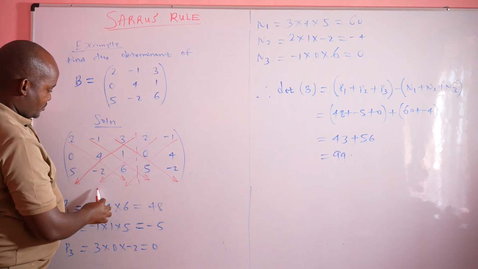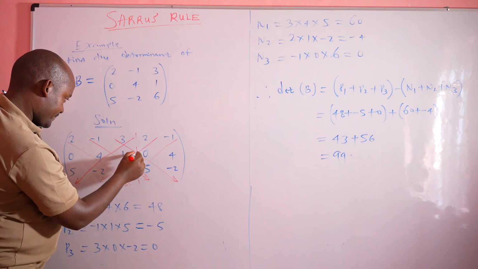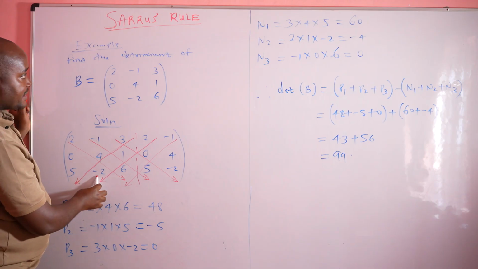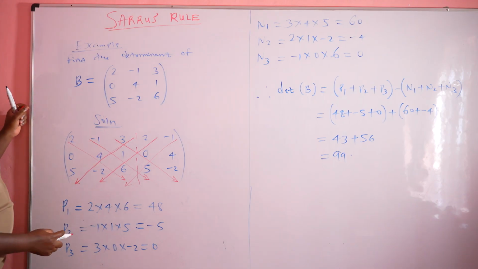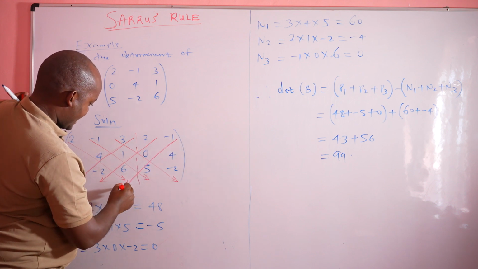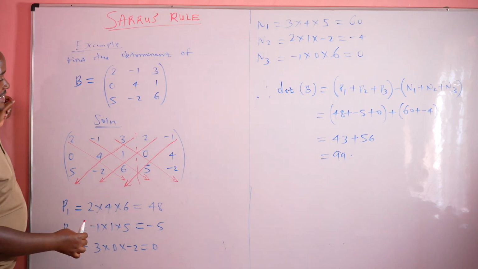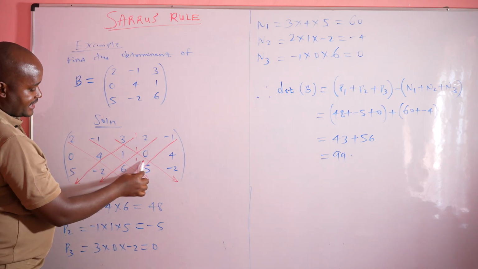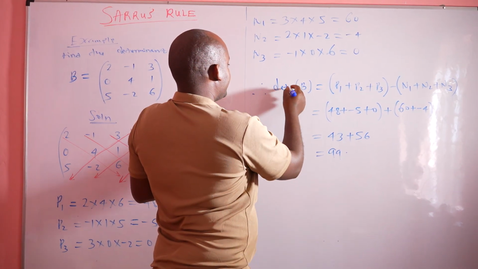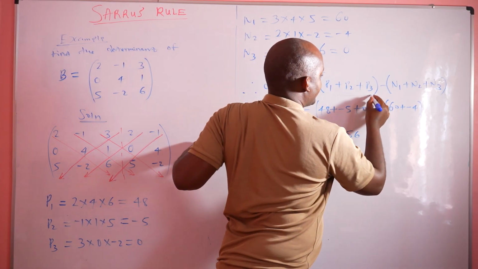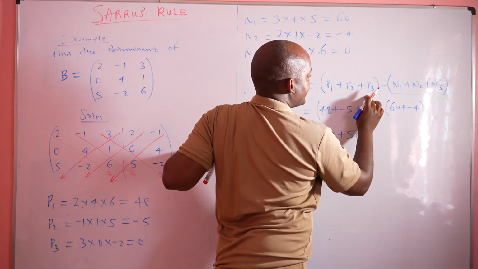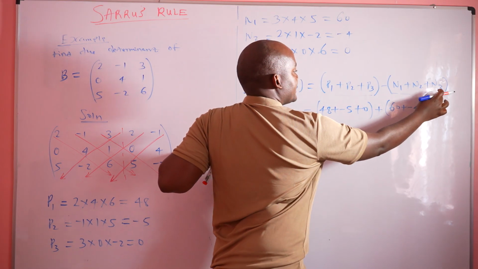Next, it is now N2, which is this diagonal here. So we'll be multiplying the values 2 times 1 times negative 2, which is going to give us negative 4. And lastly, it is the third diagonal, that is the third down left diagonal. So we'll be multiplying the values negative 1 times 0 times 6. So therefore, our determinant of the matrix B will be given as the sum of these products minus the sum of these products. So already you have your P1, P2, P3, and your N1, N2, and N3.